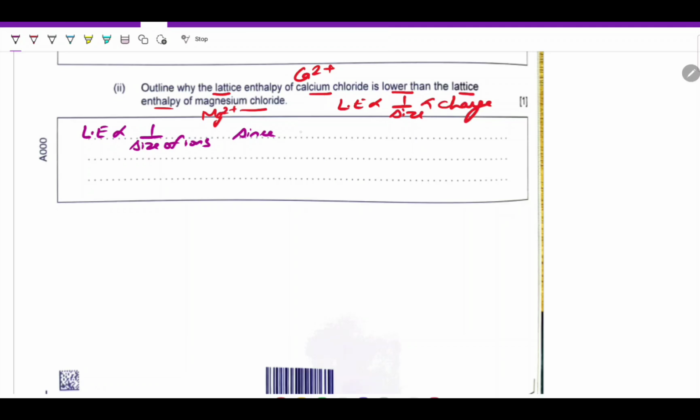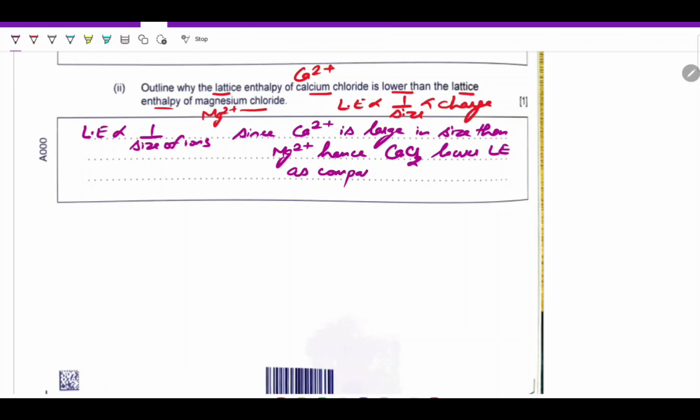Since Ca2+ is larger in size than Mg2+. Hence, CaCl2 will have lower lattice enthalpy as compared to MgCl2. That should be the answer.